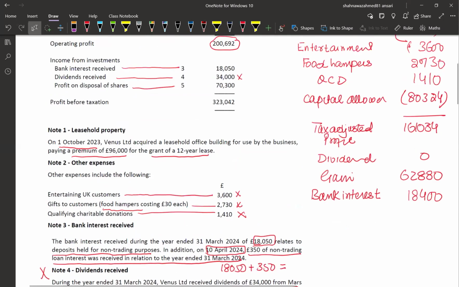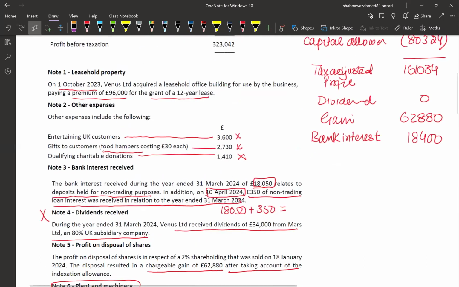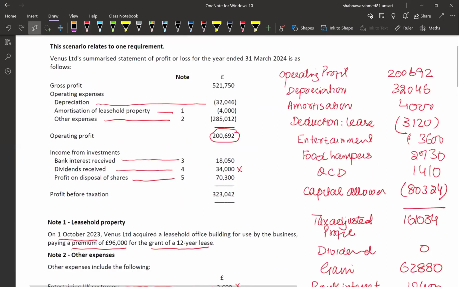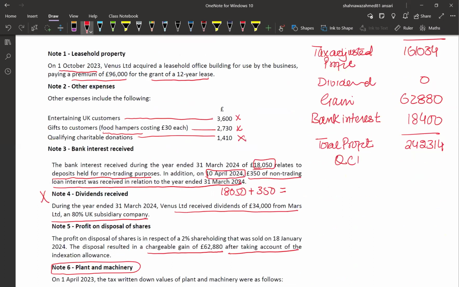So this is our total figure, and that is 242314. This is total profit before QCD. And we have adjusted QCD 1410 in the above. So we need to deduct 1410. So this is total profit after QCD, and which is 240904.